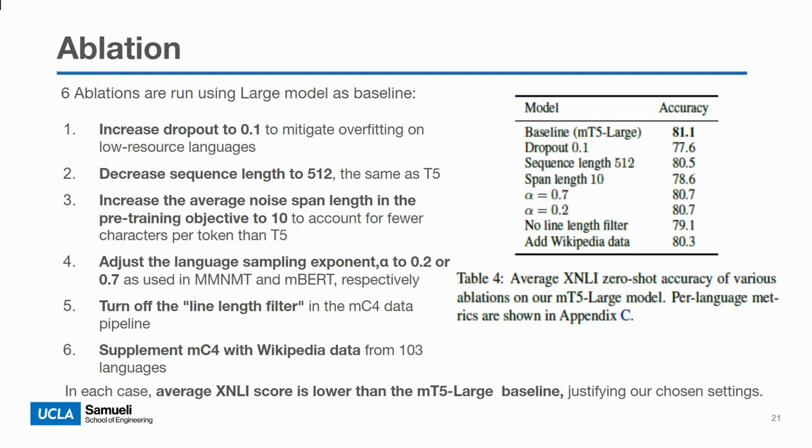Third, we increase the average noise span length in pre-training to 10. Fourth, we adjust the language sampling exponent alpha to 0.7 and 0.2. Fifth, we turn off the line length filter in mC4. Sixth, we supplement mC4 with Wikipedia data. And we observe the average XNLI score is lower than our baseline model in all of these cases, justifying that we have chosen the correct parameters.